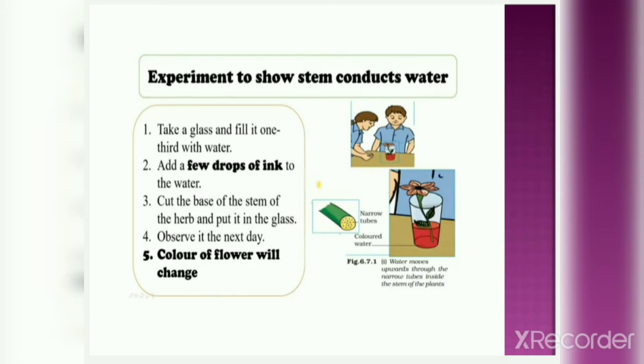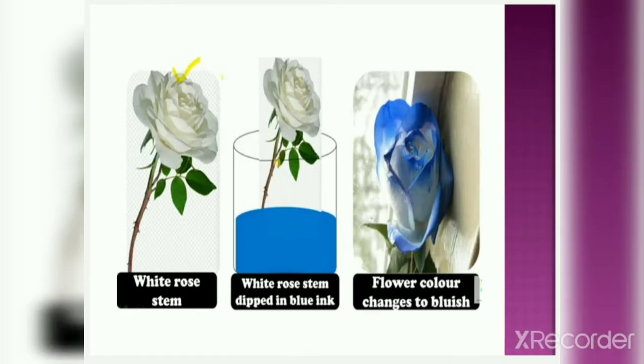Now here also we have a white rose stem. We dip the stem in blue ink and what do we observe? We observe that the flower's color has changed to bluish. How? Because the stem has transported this blue water to the flower. So this proves that the stem transports or conducts water.